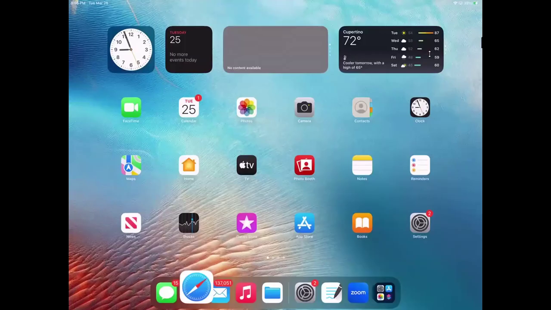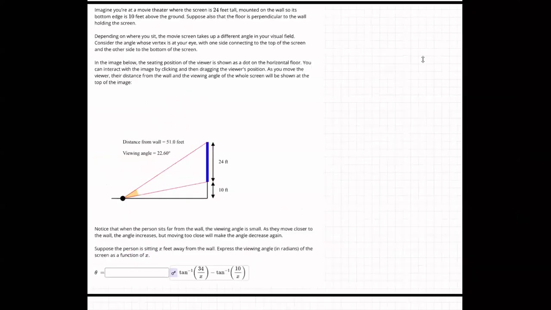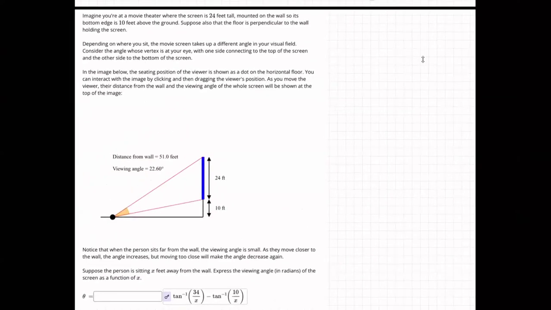So depending on where you sit, you get more or less viewing angle. Notice that when the person sits far from the wall, the viewing angle goes small. As they move closer, it increases. Too close, it'll decrease again. Right. Suppose the person is sitting X feet away from the wall. Express the viewing angle in radians of the screen. So this is the setup. On another problem, we'll finish it. So we're just going to set this up.